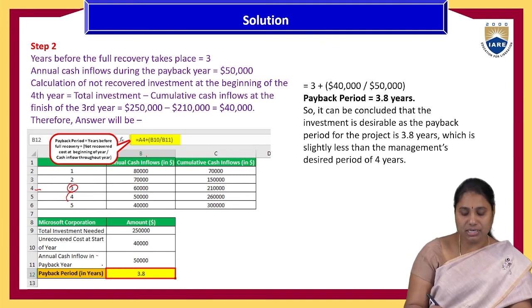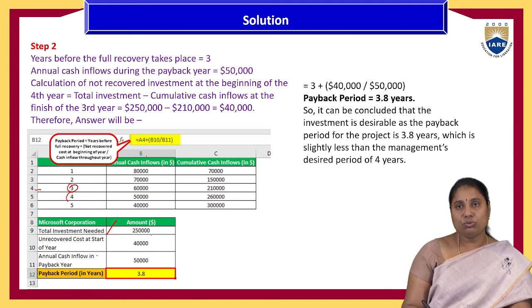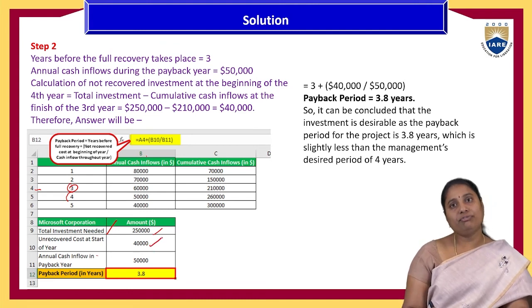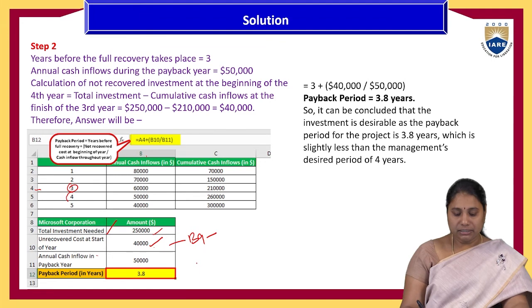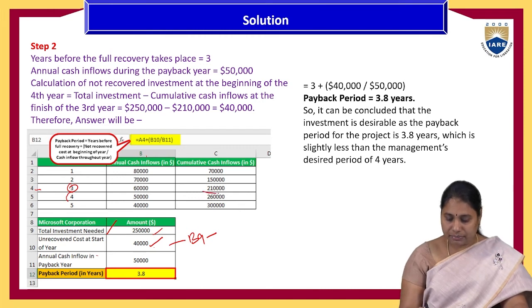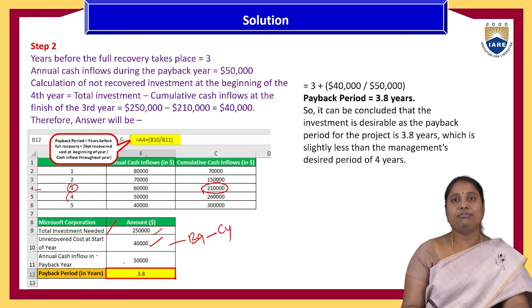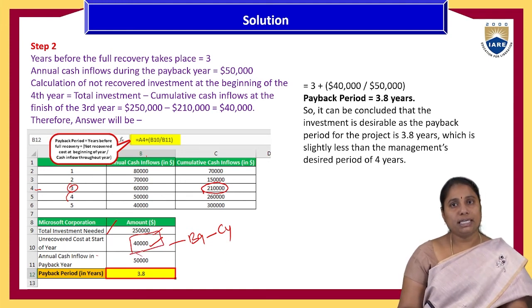Again, he has given the total investment needed as 2,50,000, and the unrecovered cost of this year is 40,000. For this one also, you can use this formula, that is B9 minus the initial investment. If you take B9 minus C4, this value will be automatically calculated.